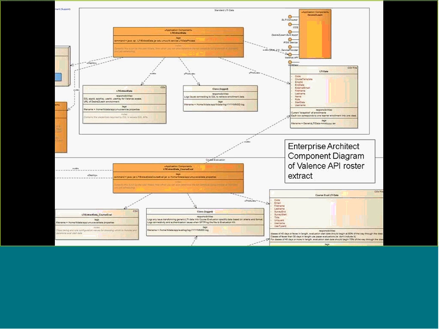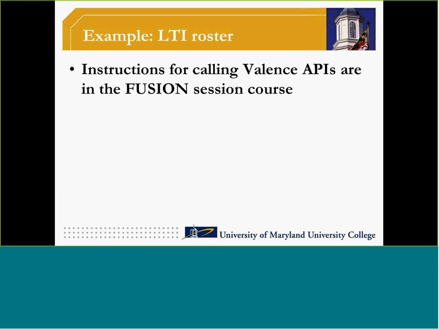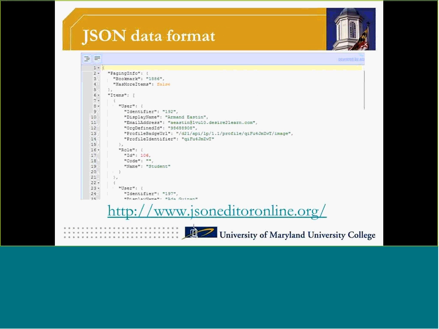Valence provides a very easy, very straightforward way to grab information out of D2L so you can transform it into a CSV file, for instance, and then put that file wherever you need to in whatever third-party learning tool you're working with. If you were attending the Fusion conference, the instructions for how we did this are in the Fusion session course. We actually followed some of the beginner guidance on the Valence Developer website that D2L provides to walk through extracting the roster from a course.